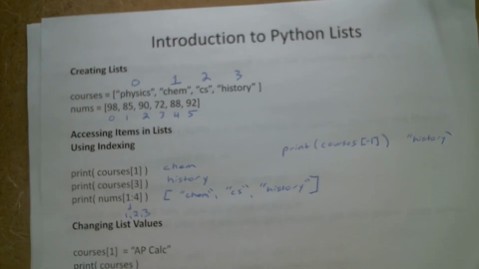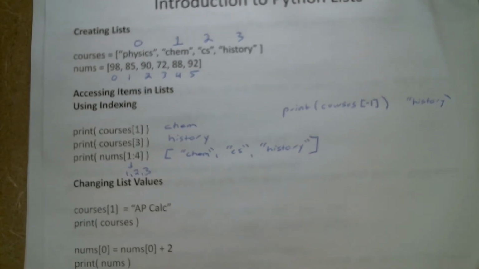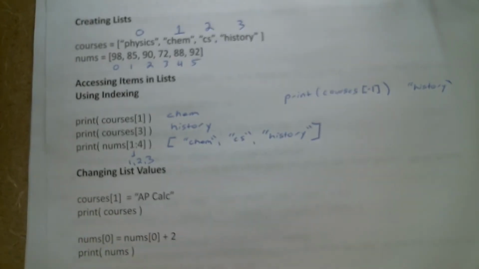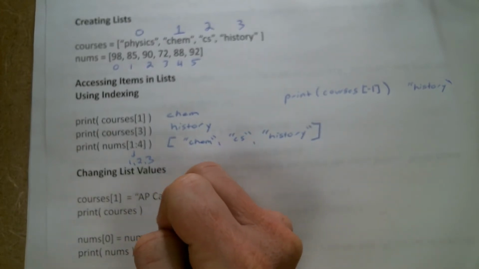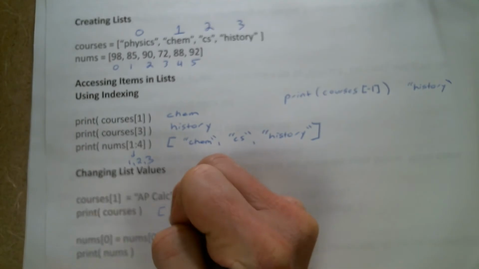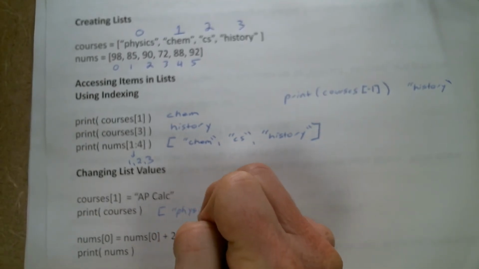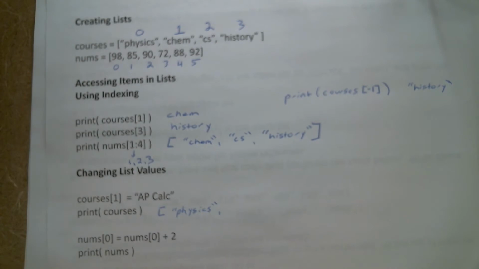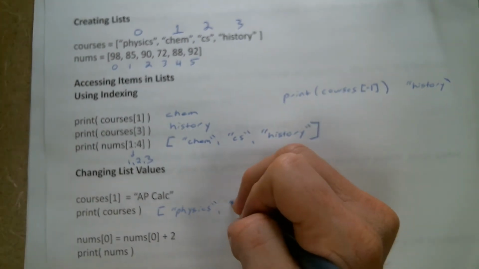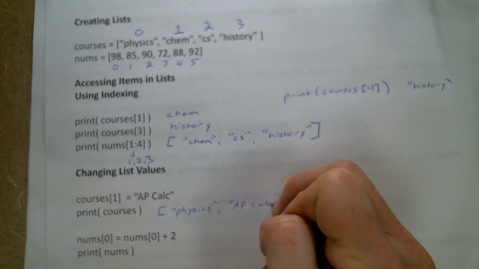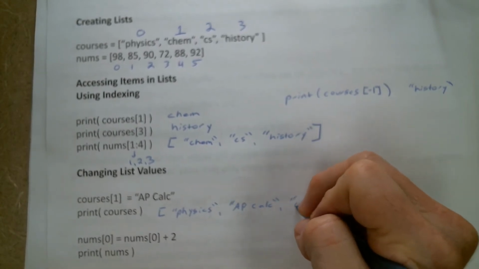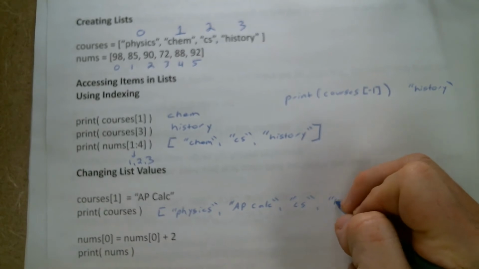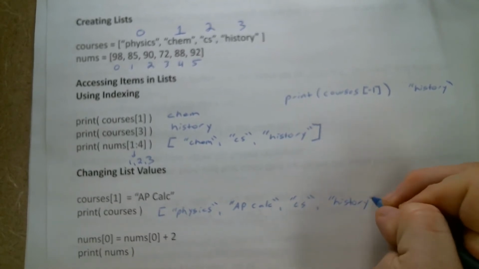Now, if I want to change a list value, I can go in and change the actual element. So I can say courses of 1 now equals AP Calc. And when I print out the list, all the other elements will be unchanged. So it'll still say physics. It'll no longer say chem because that was element 1. Instead, it will say AP Calc. And then the rest of it will stay the same. I'll still have CS, and I'll still have history.